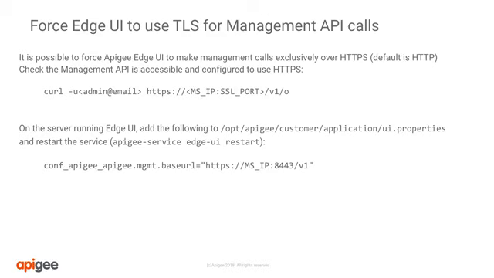On the server running the Edge UI, you edit or create a file called ui.properties in the customer application directory and add the line as shown. This simply sets the base URL for all management API calls. To complete configuration, restart the Edge UI service.